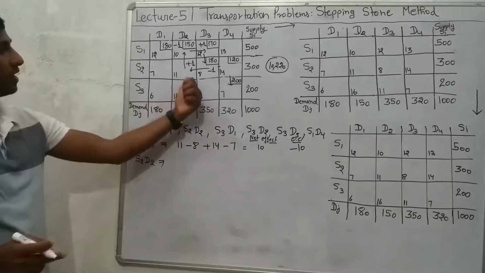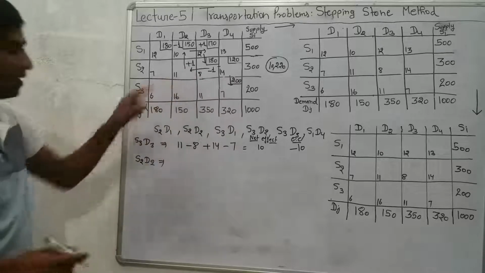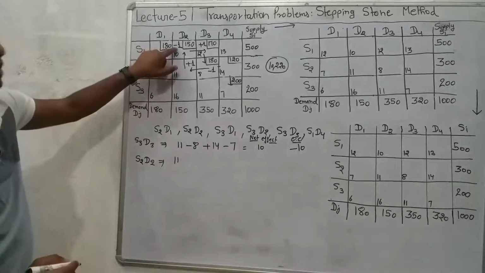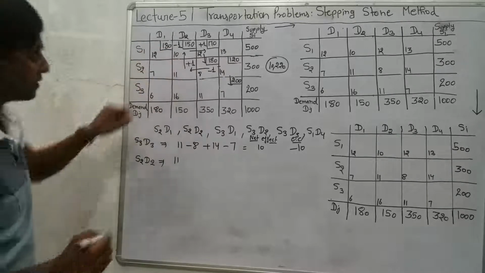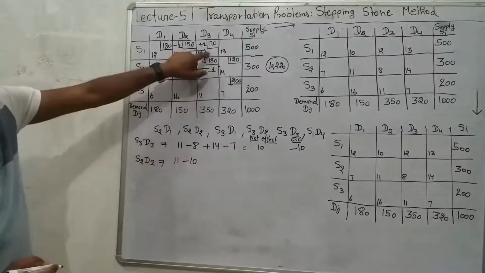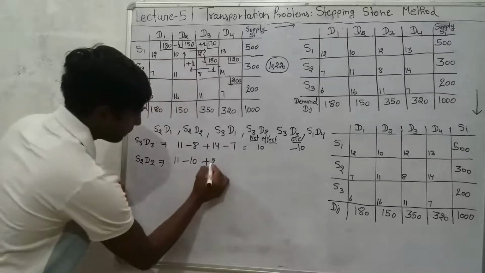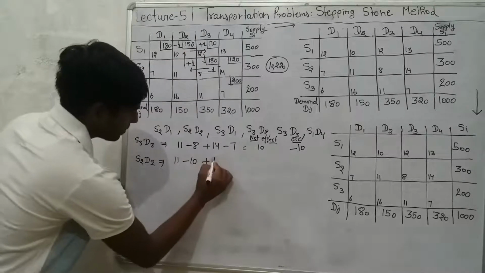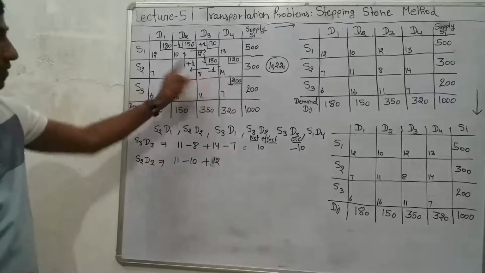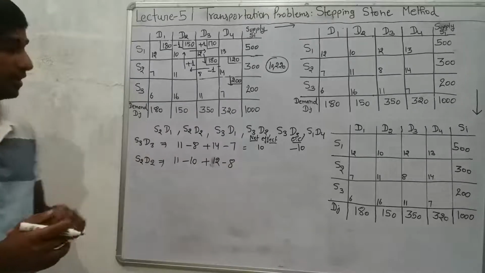If we allocate 1 unit to this route, what would be the impact on total cost? It would be increased by 11 rupees. We are taking away 1 unit from this cell. What would be the impact on total cost? It would be reduced by 10 rupees. We have allocated 1 extra unit over there. What would be the impact on total cost? It would be increased by 12 rupees. And we are taking away 1 unit from this cell. So what would be the impact? The total cost would be reduced by 8 rupees.